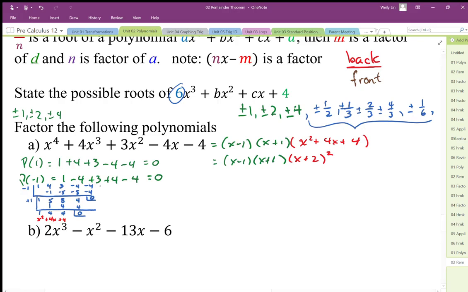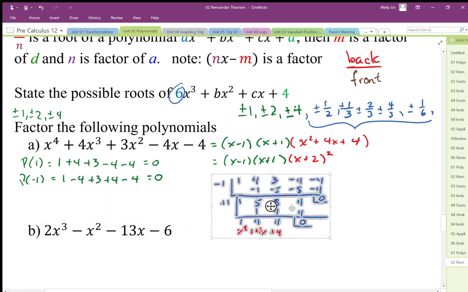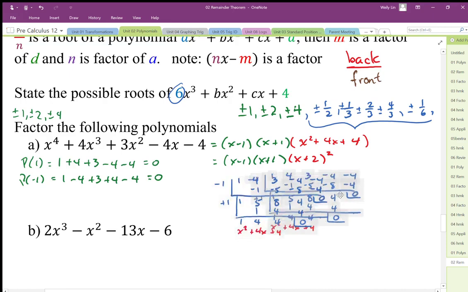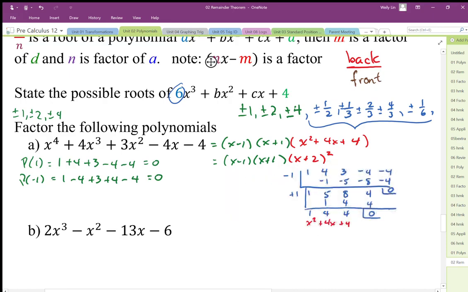And this is what I want, because now I can talk about roots, I can talk about solutions to equations, I can graph these things. This is something that I wanted to do from the very beginning. I want to know how to factor these higher degree polynomials, and this is how I do it. So the strategy is, we find factors that work using the remainder theorem, we break down the polynomial to a quadratic, and then we factor the quadratic.